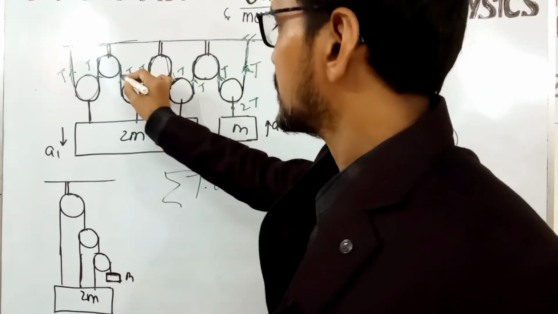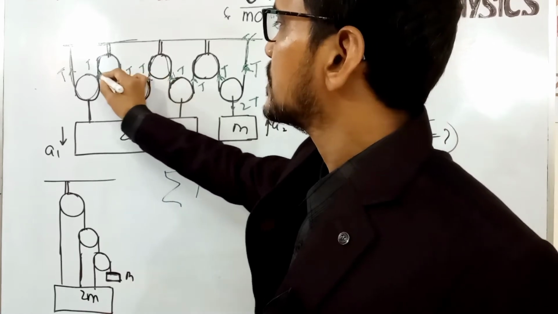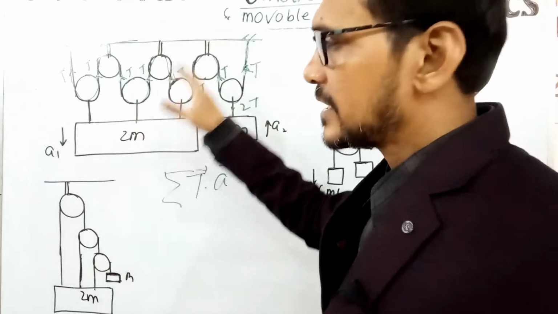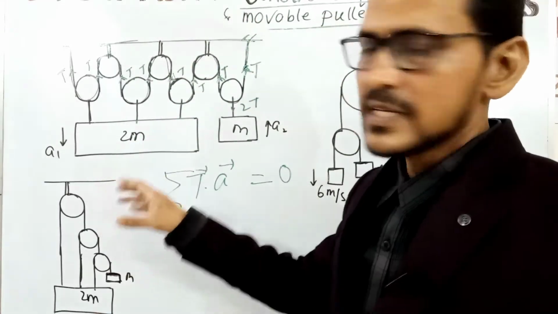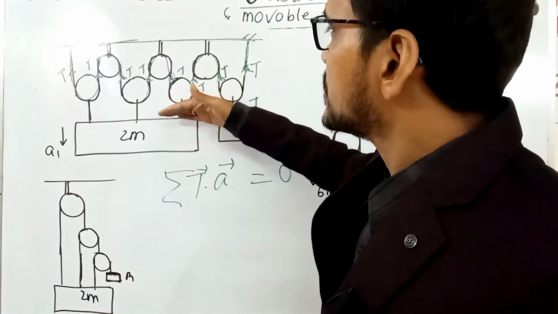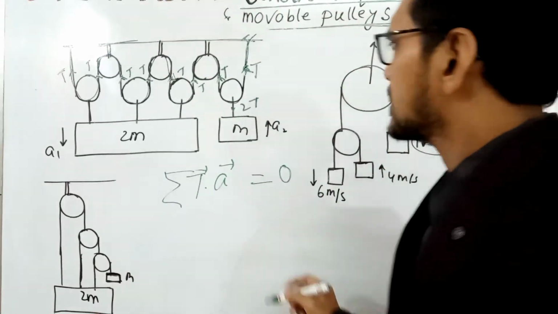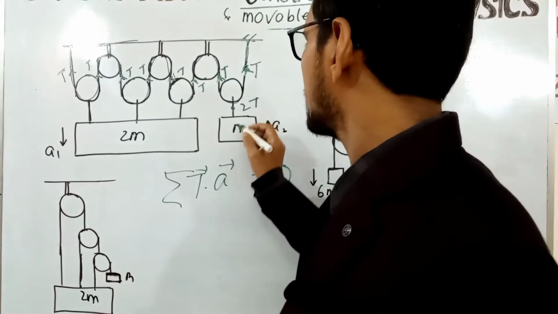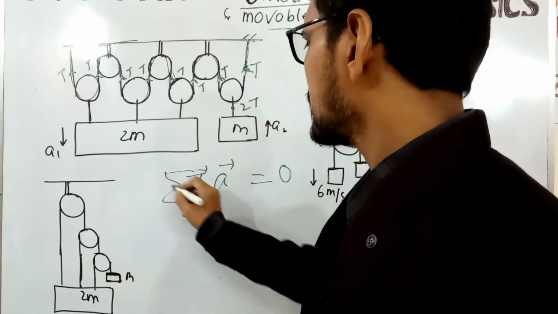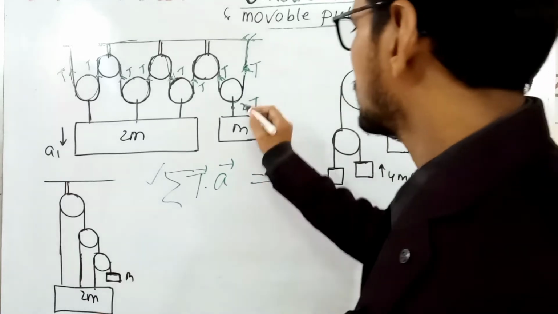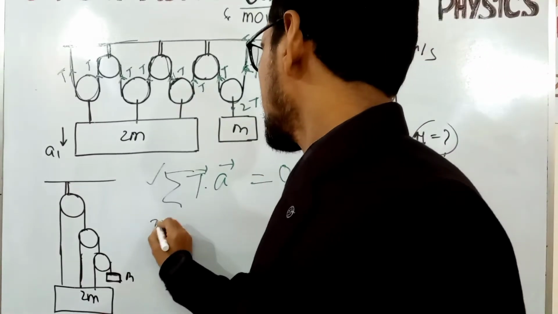So from that, tension is always towards the fixed pulley. If you are confused about the direction of tension, then remember that the tension of the string will always be towards the fixed pulley. Now, what is the relation? If we apply this, what result do we get? Here 2T, here 2T.